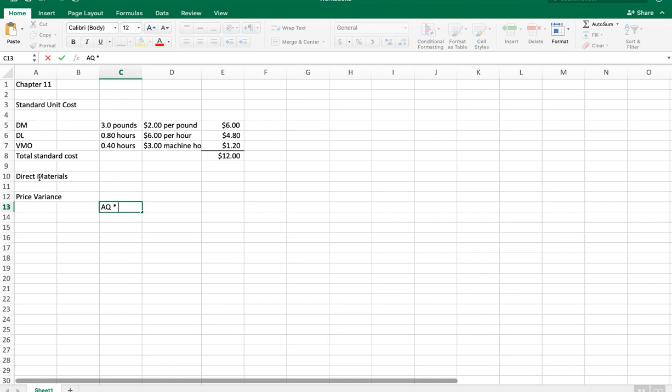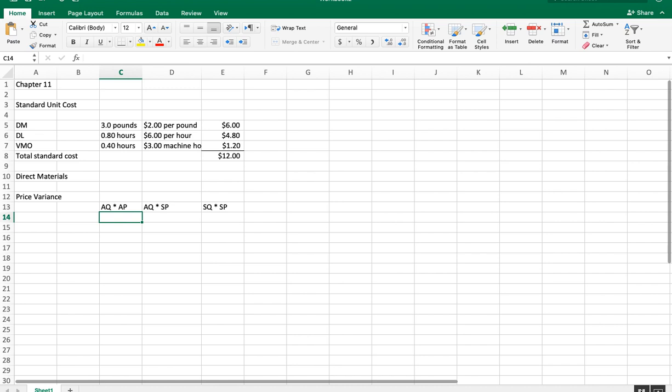And I've been teaching this for years, and I always kind of use this cheat sheet: actual quantity times actual price, actual quantity times standard price, and standard quantity times standard price. And you'll see what I'm doing in a minute. Now there's definitely other ways to calculate this. This is just the way I've always done it.